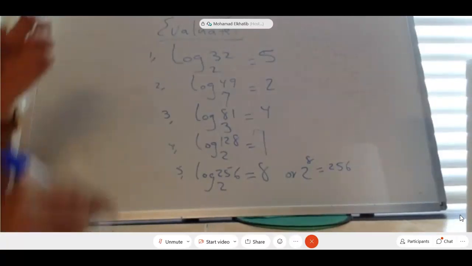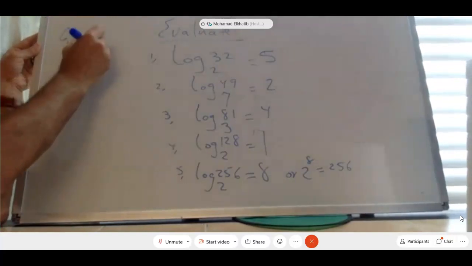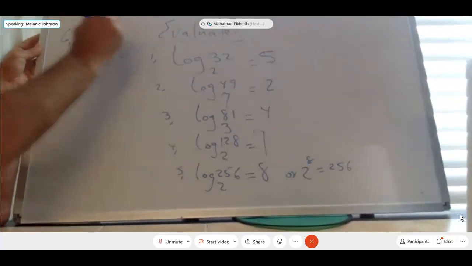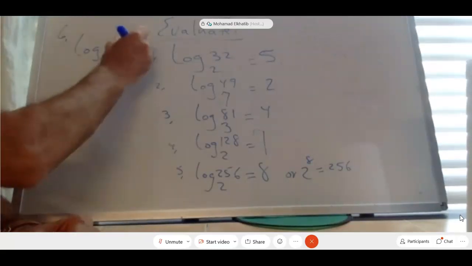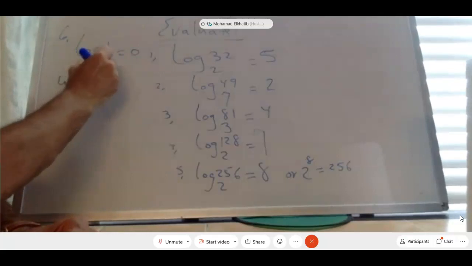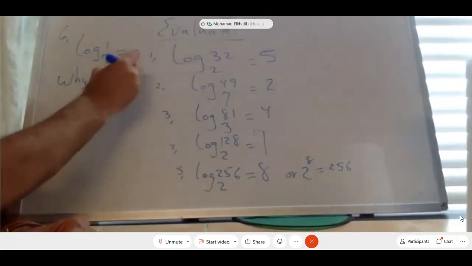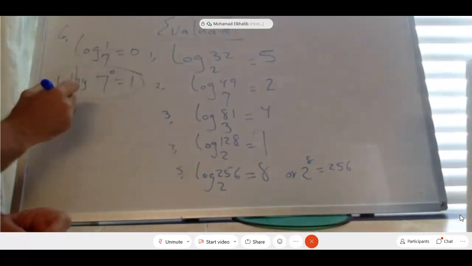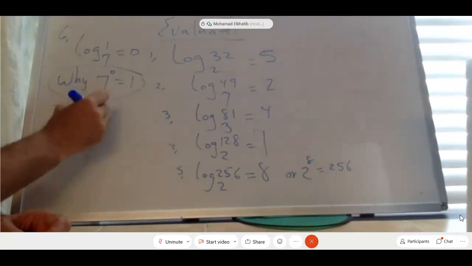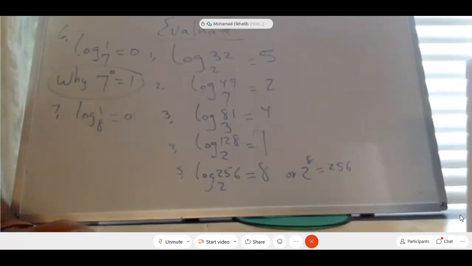Good. So what if I want to find log 1 base 7? What does that mean? 7 multiplied by itself how many times to give me 1? Or 7 to what power gives me 1? The answer is 0. Why? Because remember what I told you on Monday, any number raised to power 0 is 1. So log 1 base 7 is 0. Log 1 base 8 is 0. It doesn't matter what the base is. The answer for log 1 is 0, because any number raised to power 0 equals 1.